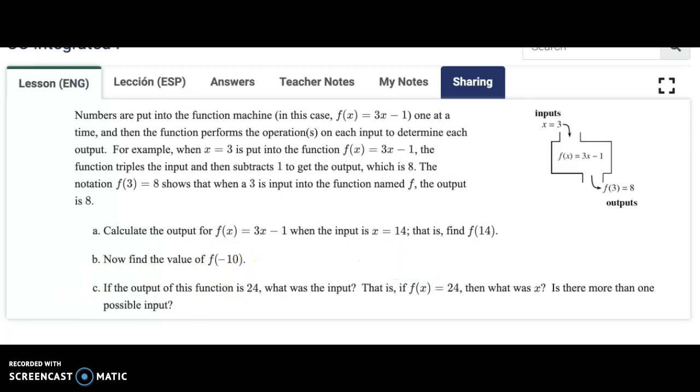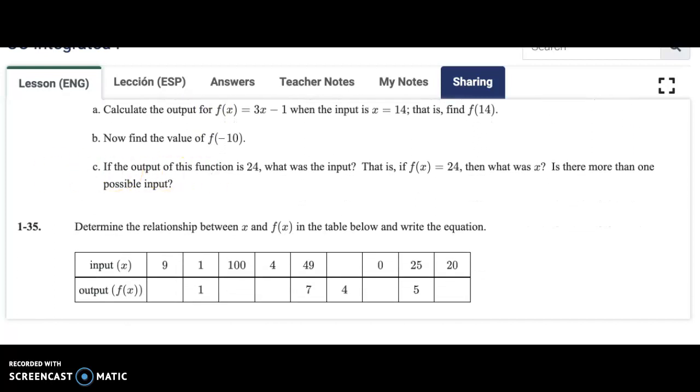Now this third part is a little bit different because instead of giving me the parentheses, the input, it gives me something different. So it says if the output of the function is 24. So it's telling me that the output is 24. And it's asking me what value would I plug in here if the answer I get is 24. So what number can I plug in here for x to end up with it equaling 24?